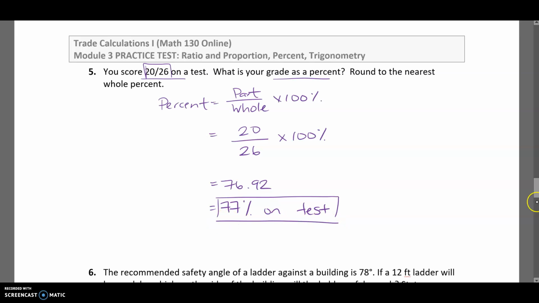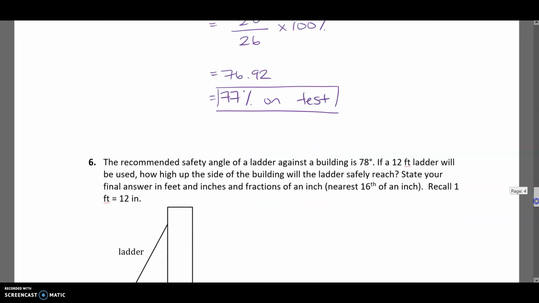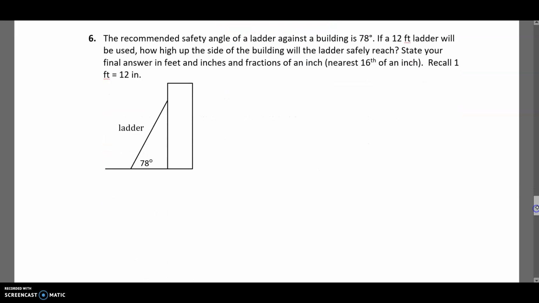The last topic covered on this practice test is the trigonometry problems, so we'll take a look at some of those now. In question 6, we're told the recommended safety angle of a ladder against the building is 78 degrees. We have a 12-foot ladder, and we want to know how high up the side of the building the ladder will reach. We're going to state our final answer in feet, inches, and fractions of an inch to the nearest 16th of an inch. So we'll need to go back to some of those conversions we saw earlier in the course. Reminder that as we're doing those conversions, 1 foot is 12 inches.